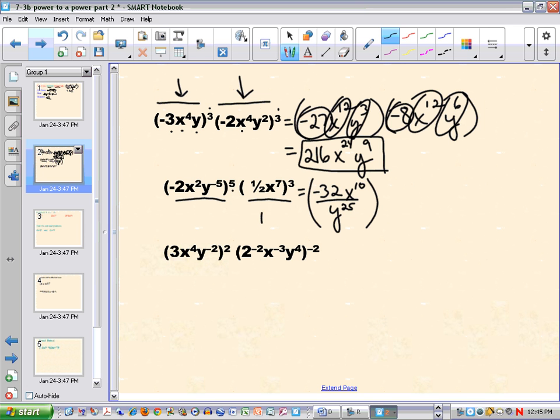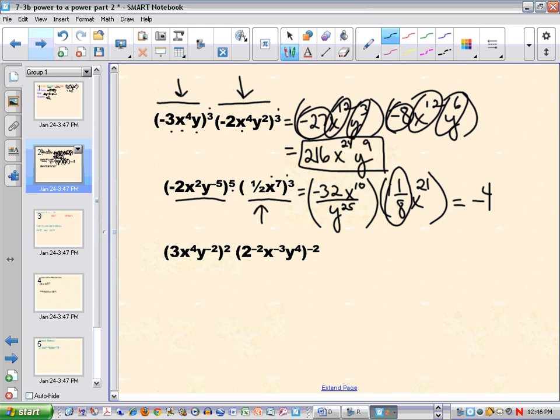So let's do our second chunk. We've got 1/2 cubed. That'd be 1/8. Then we've got x to the 7th cubed, power to a power, multiply. So now we're multiplying monomials. So we've got negative 32 times 1/8. That'd give us negative 4.